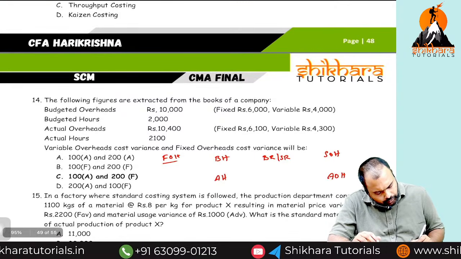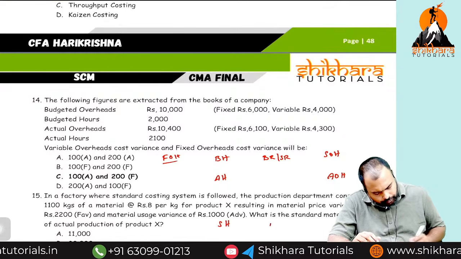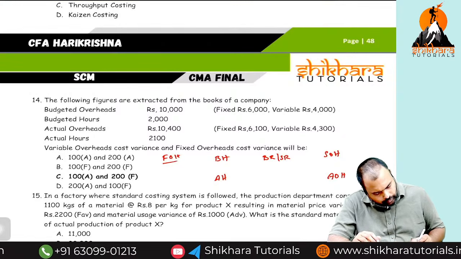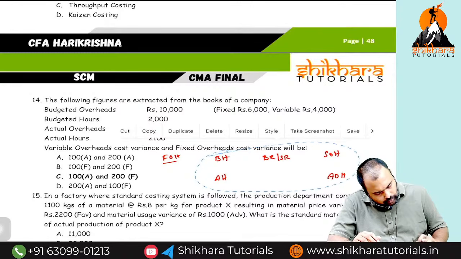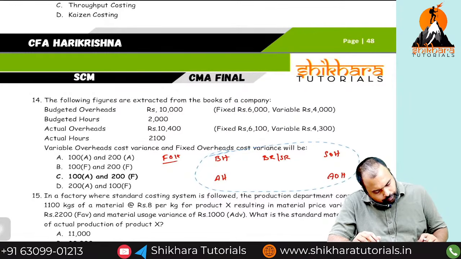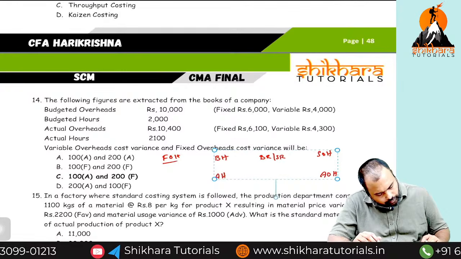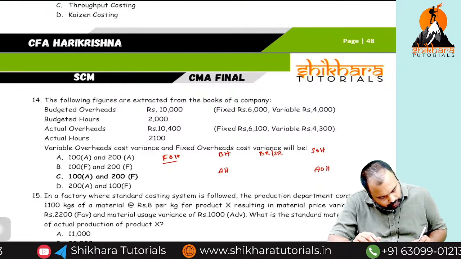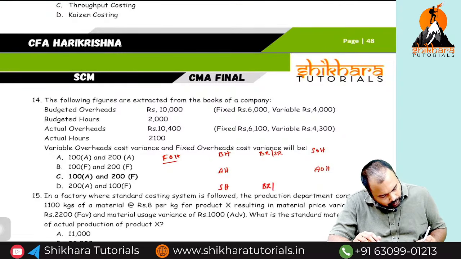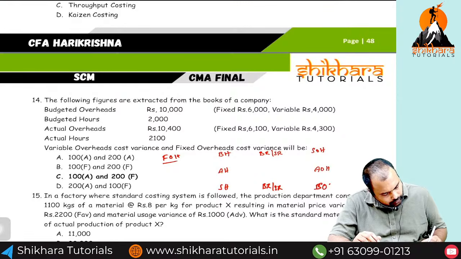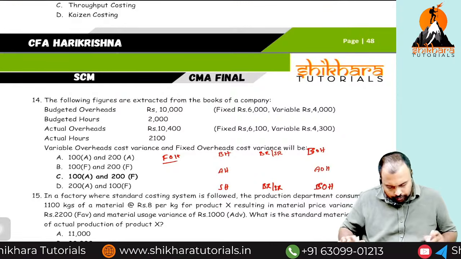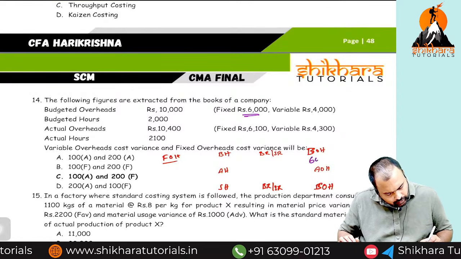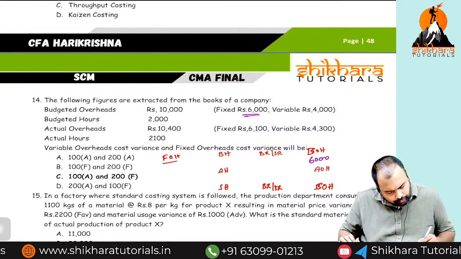Then we are supposed to find out SH, BR or SR, SOH, and this has to be BOH. Okay. Sir, for variable overheads, they gave that budgeted fixed is 6,000, actual fixed is 6,100.